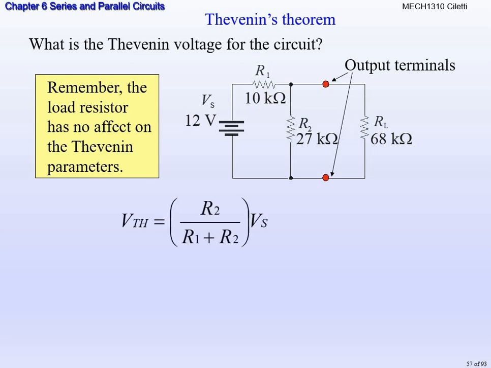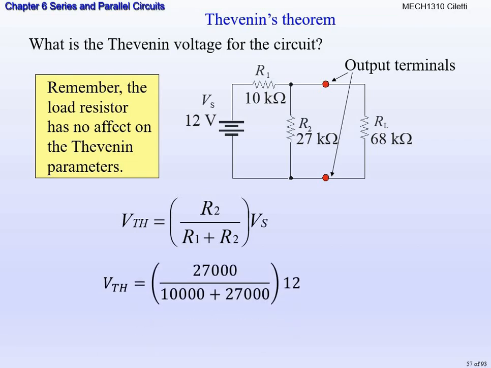So to find the voltage drop across R2, it's going to be R2 divided by R1 plus R2 times the quantity Vs. When we substitute those values in, we're going to get 27,000 divided by 10,000 plus 27,000 times 12 volts. So our Thevenin voltage, which we call VTH, is 8.76. Remember, we're creating an equivalent circuit here. So we've done our Thevenin voltage.